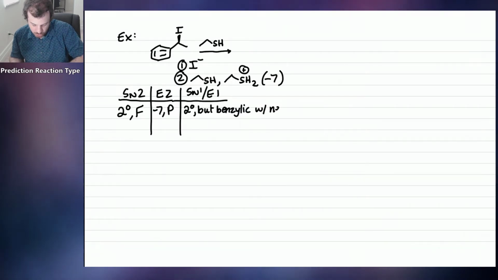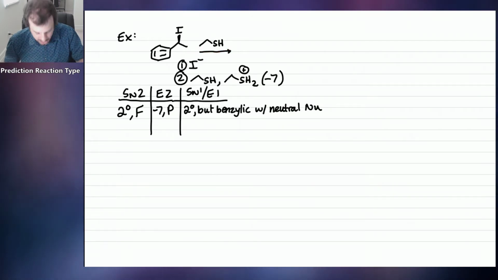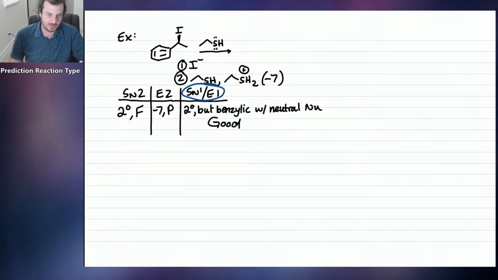With a neutral nucleophile. The thiol is not anionic. There's no ionic bond there making it negatively charged. It's neutral sulfur. No charge here. So that actually gets upgraded to good for the SN1 E1 column. Remember, benzylic or allylic with a neutral nucleophile is always good. So ding, ding, ding, we have fair. We have poor, but we also have good. SN1 wins, the unlikely winner.